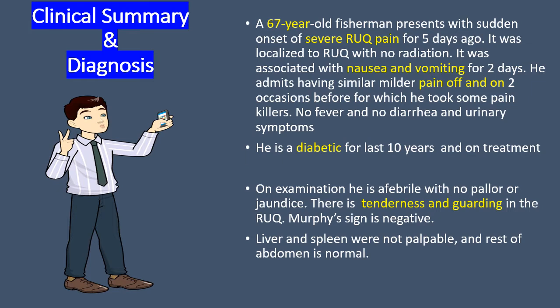He is a diabetic for the last 10 years and on treatment. On examination, he is afebrile with no pallor or jaundice. There is tenderness and guarding in the right upper quadrant, and Murphy sign is negative. The liver and spleen were not palpable, and the rest of the abdomen is normal.